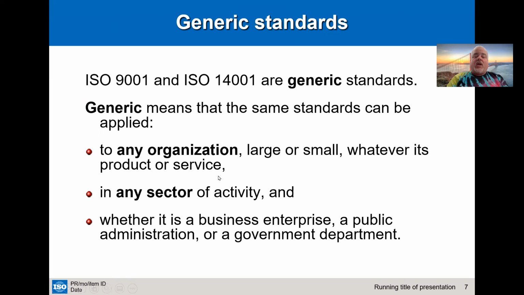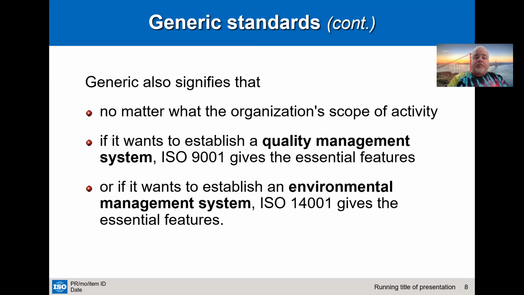You can apply these anywhere, in any organization, in any industrial sector or business sector, and whether it's a business enterprise, a public administration, or government department. So you can use these standards in, maybe it's city council operations. Anything you can possibly think of. Generic also signifies that no matter what the organization's scope of activity, if it wants to establish a quality management system, ISO 9001 gives the essential features. If you want to do it, the tools are there. Or if it wants to establish environmental management, ISO 14001 gives the essential features. Everything is there in a generic form that you can take and adapt to your organization.